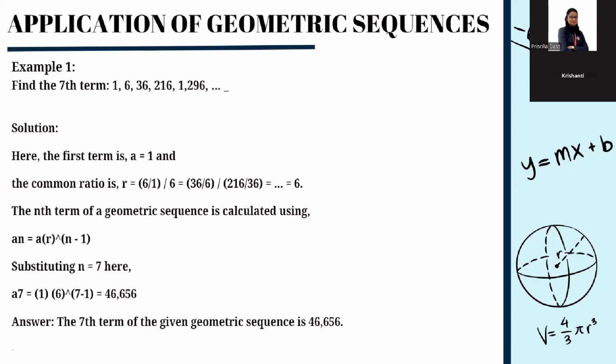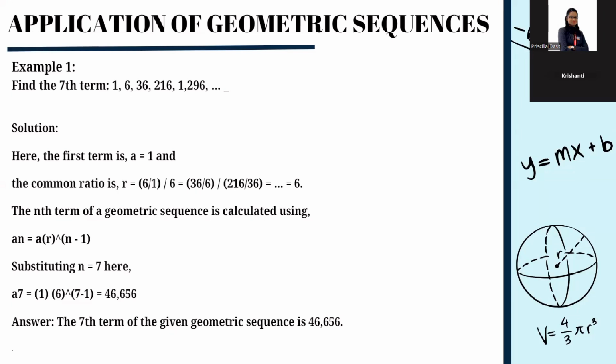Then how do we identify the common ratio? The common ratio is very simple: taking ar divided by a, which is 6 divided by 1, we get 6. To clarify more, we can take ar² divided by ar, which is 36 divided by 6, and we get 6. To confirm further, we can take 216 divided by 36, and we get 6. So we can see that it is a constant common ratio.